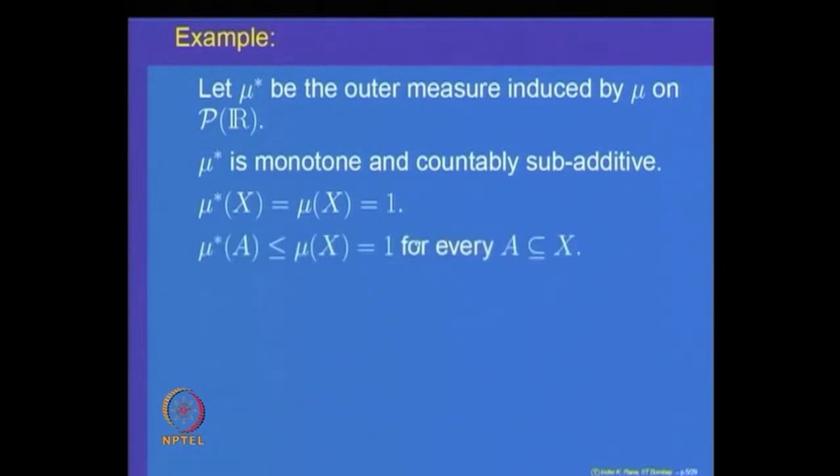And if A is any subset of X, mu star being monotone, we know that mu star of A is less than or equal to mu star of X, and that is equal to 1. So, mu star of every set is going to be between 0 and 1. This is a property we have deduced from the general fact that mu star is monotone and mu star of the whole space is equal to 1. We want to show that if A is a countable set in the real line, then mu star of A is equal to 0.